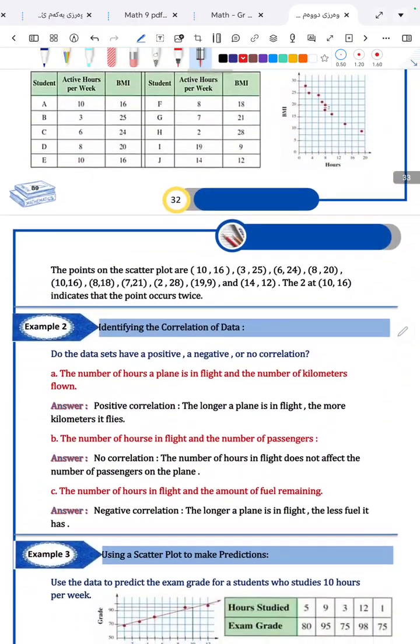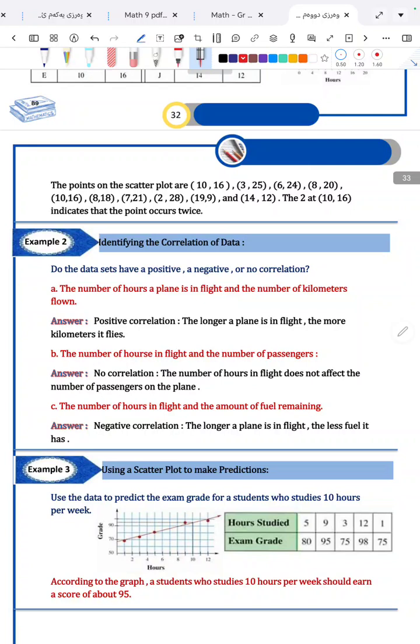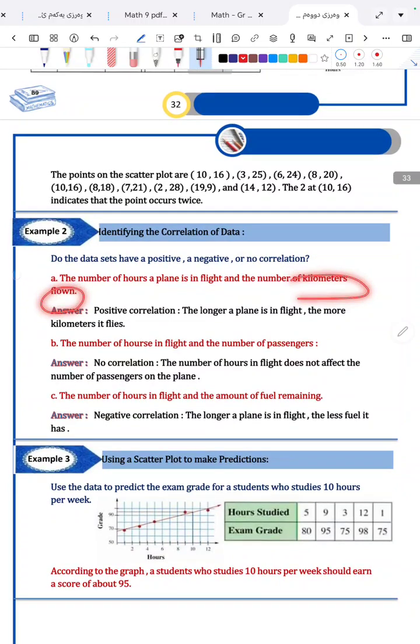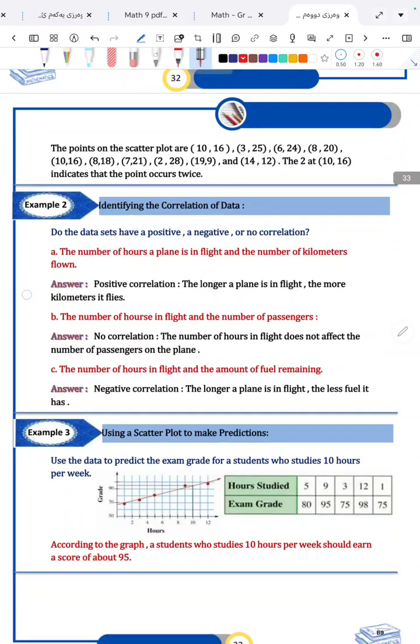Okay, let's solve some examples. Here we have the number of hours a plane is in flight and the number of kilometers flown. It's positive, of course. Why? Because the longer a plane is in flight, the more kilometers it flies.